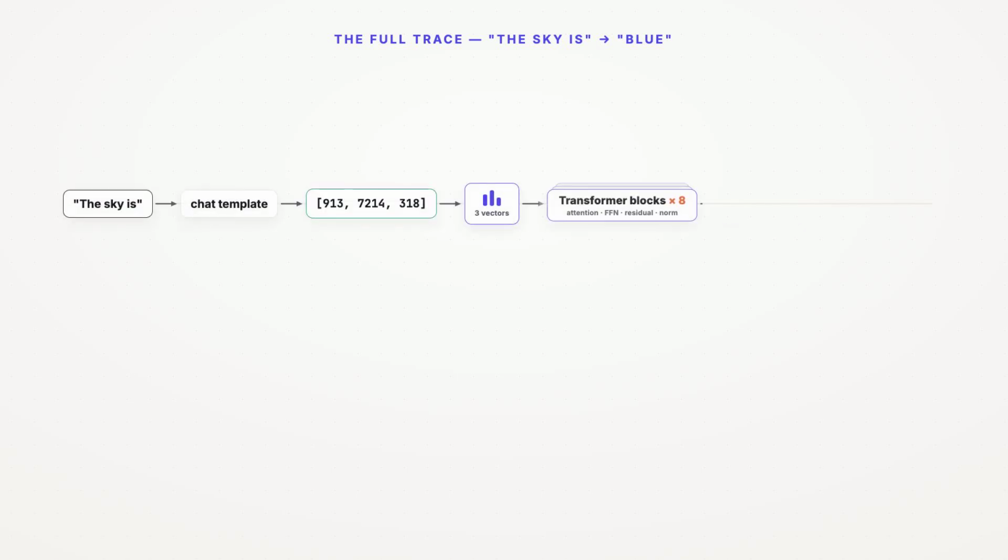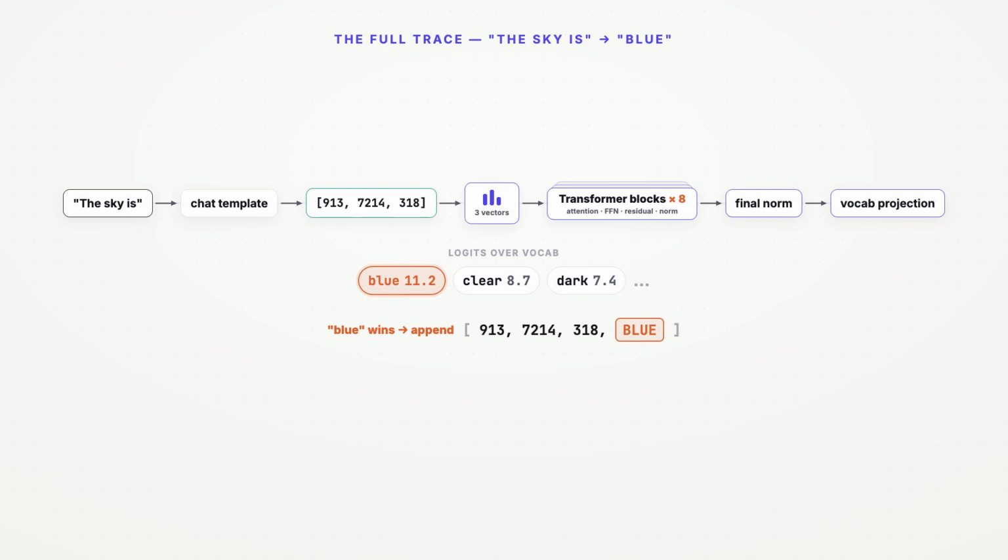Let's watch it all happen once. "The sky is" is wrapped in a chat template, tokenized into 3 IDs, looked up into 3 vectors. They flow through all 8 blocks: attention, feed forward, residual, norm, again and again. A final normalization, the vocabulary projection, and out come the scores. "Blue" wins. We append it, and now only "blue" enters the next step, reusing the cache for everything before it. Then the model reaches for the next word, and the loop turns again.